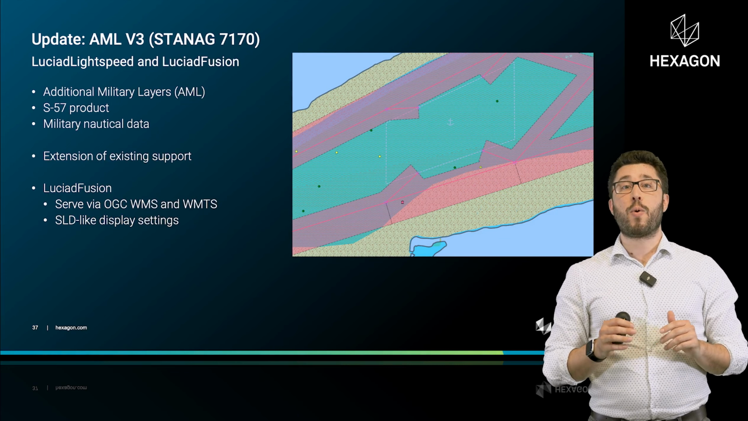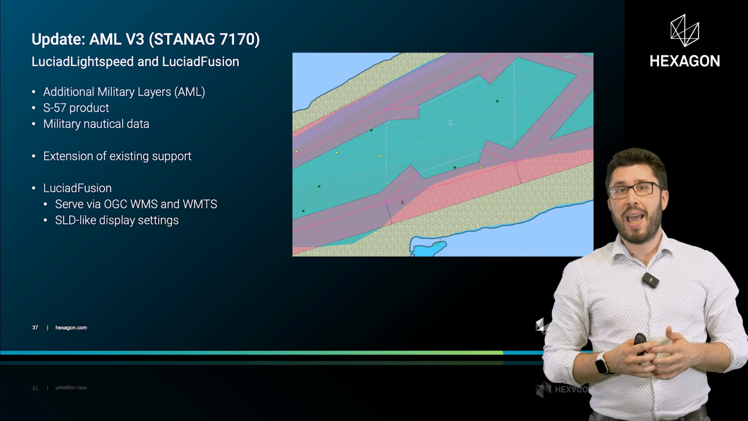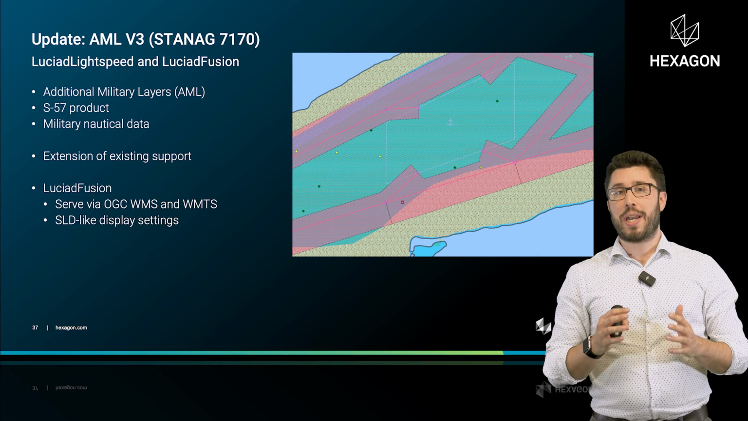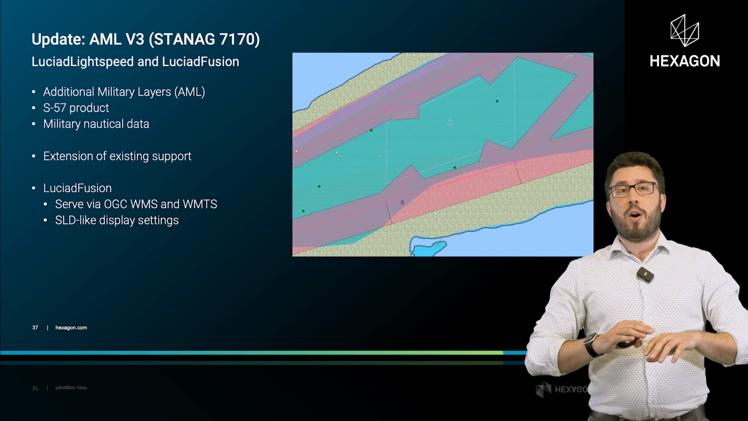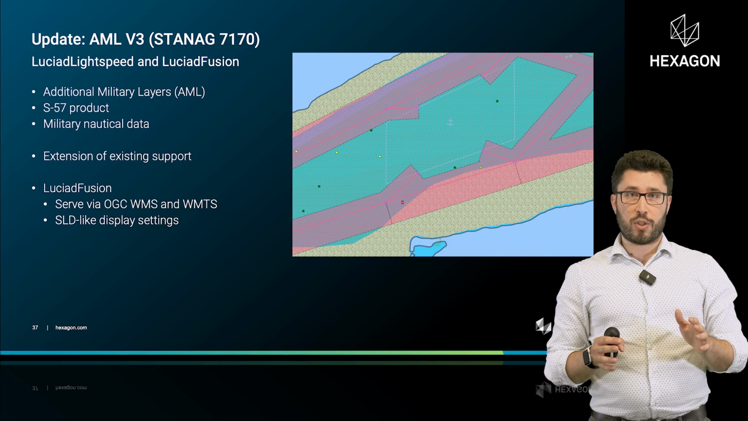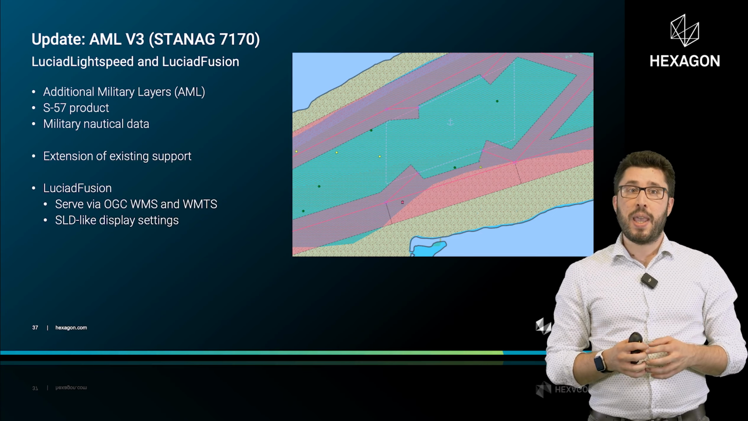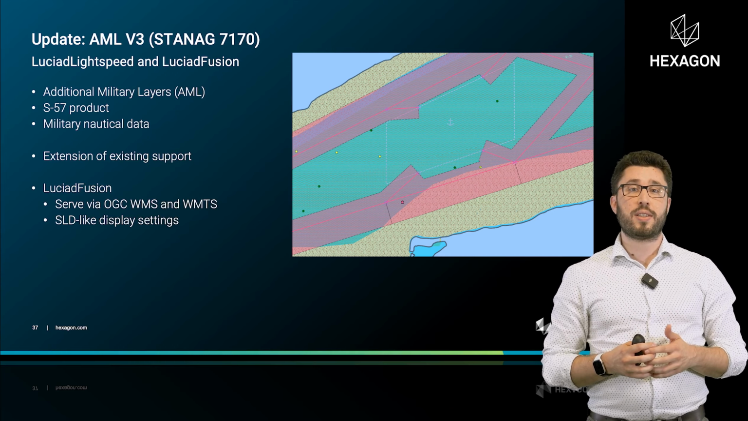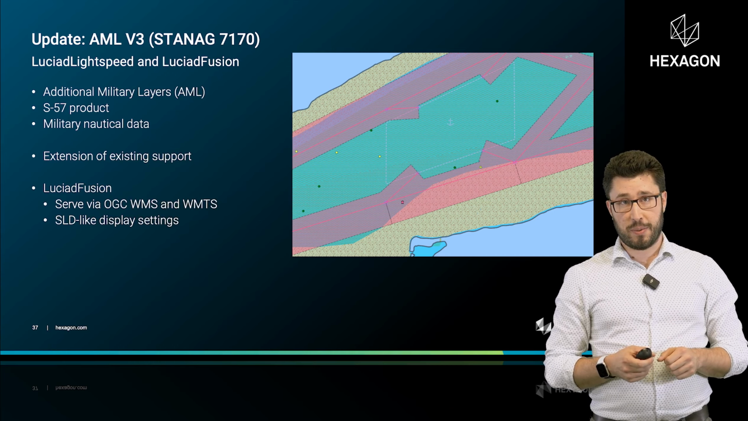And finally, we have updated our support for AML, and we made sure that both in LuciadFusion and Luciad Lightspeed, we now support the latest versions. All this comes as an extension to the support for AML we already had, and it can be used to easily serve over the wire through protocols like WMS or WMTS.